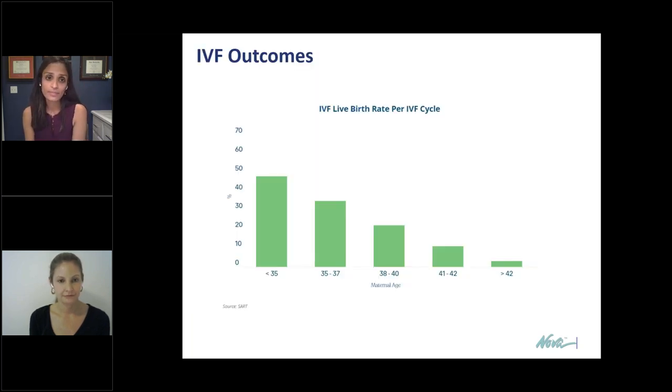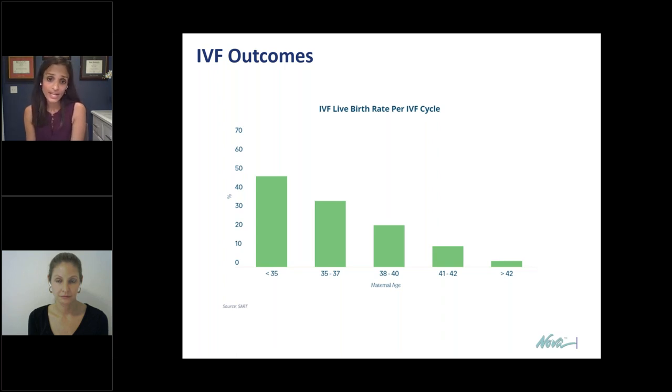So IVF outcomes are largely predicted based on a woman's age. And this data is collected from the Society of Assisted Reproductive Technology, or SART. And this is public information that any one of you can access. And nearly all clinics across the United States are reporting their success rates to the SART organization. So you can really compare clinic success rates by just going on their website and looking up the clinics.